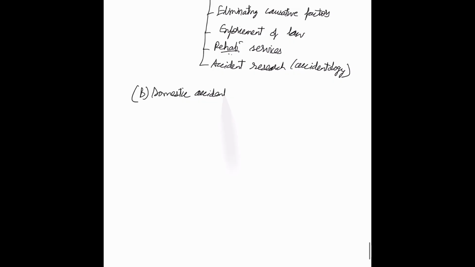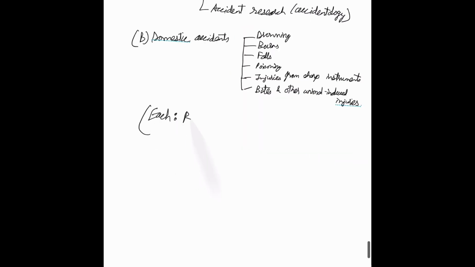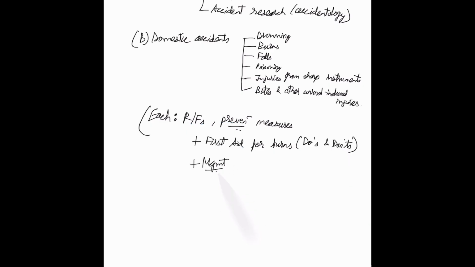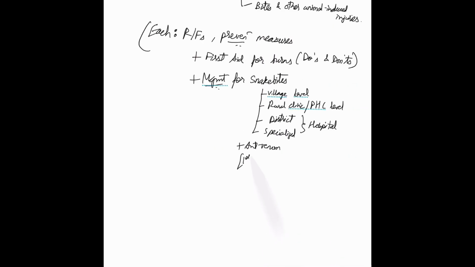Then we have domestic accidents like drowning, burns, falls, poisoning, injuries from sharp instruments, bites, and other animal induced injuries. Each of them has its own risk factors, preventive measures, and other special things that you need to know: first aid measures for burns, the do's and don'ts to follow, and management of snake bites at various levels like village level, PHC level, district and specialized hospital level, plus antivenom. The first antivenom in the world was created by Albert Calmette against the Indian cobra.